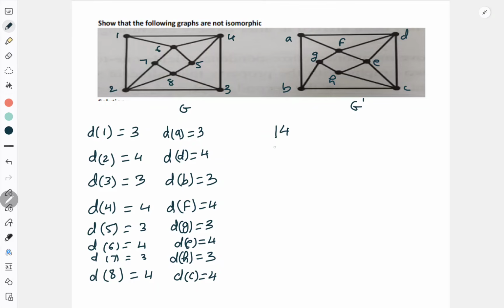1 4 is an edge, 1 6 is an edge, and 1 2 is an edge in G. Now in G dash, what is the edge corresponding to 1 4? So here I have taken A, so I will take from A only. So AD is an edge. See, 1 is A, so I have written A. Now from A, how many options do I have? I have F, I have D, I have B. So I have to fill these blanks by F, B and D.